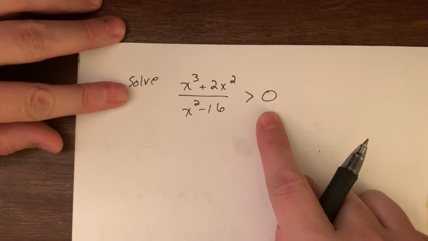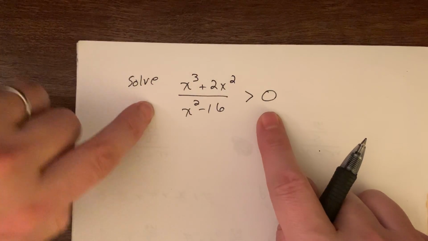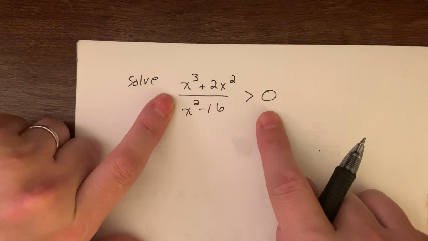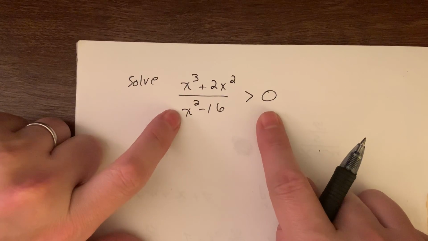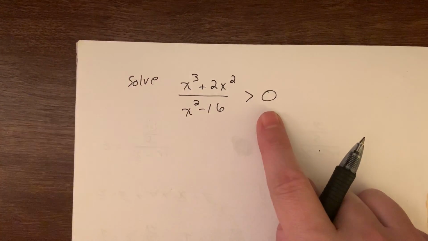There are a couple examples in my notes and in the book. You have to move pieces to the other side. You have to get a common denominator. But once we get this one fraction, we're going to do essentially the same thing, except instead of just setting it equal to 0, we're going to set both the top and the bottom equal to 0 to get all of our important x values.